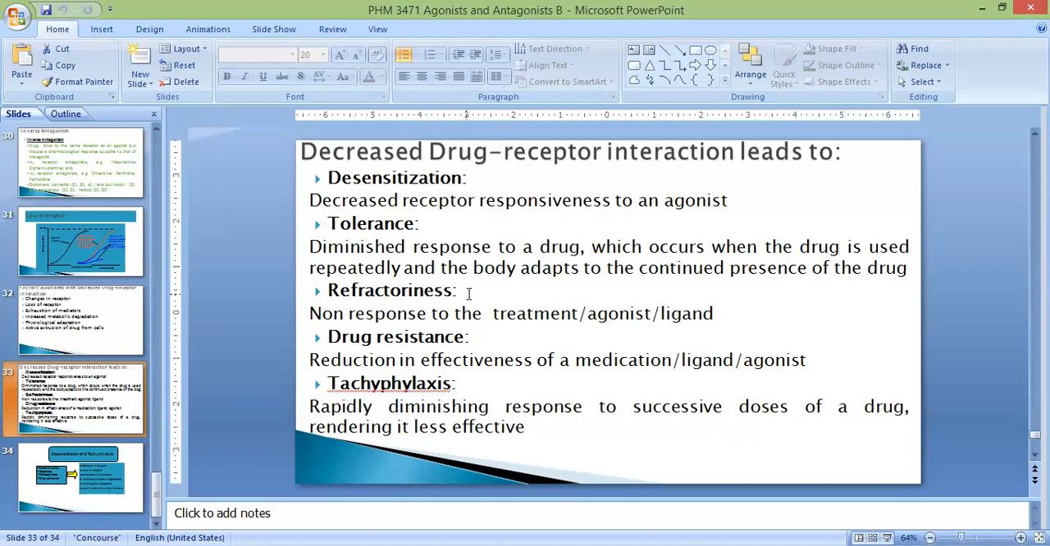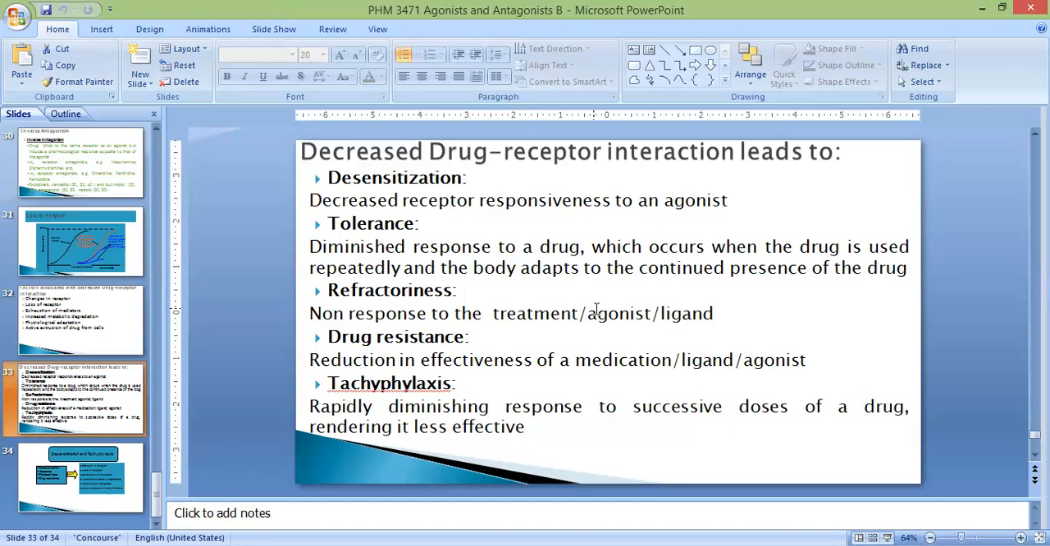Another analogy to explain refractoriness is during coitus days. For guys, there's a refractory period. There's that time between ejaculation and subsequent arousal, where after ejaculation, the guy cannot be aroused. That is the refractory period.